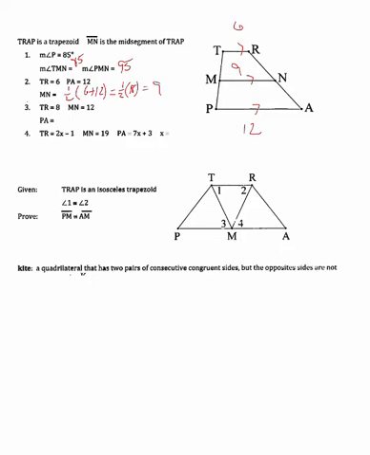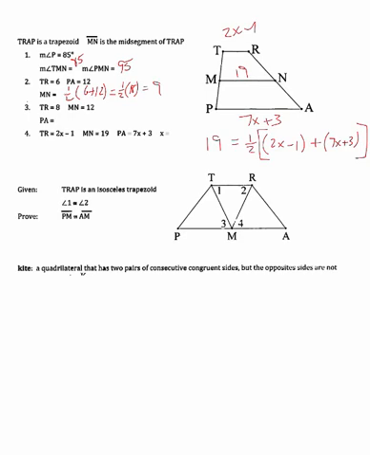Let's go ahead and do an algebra example down here, number 4. It says TR is 2x minus 1, and MN is 19, and PA is 7x plus 3. And my job is to figure out what x is. I'm going to set up the same formula I've been setting up. The mid-segment, 19, should equal half the sum of base 1 plus base 2, which is 2x minus 1 and 7x plus 3. Now it's half of all of that sum, so that's separate from that.